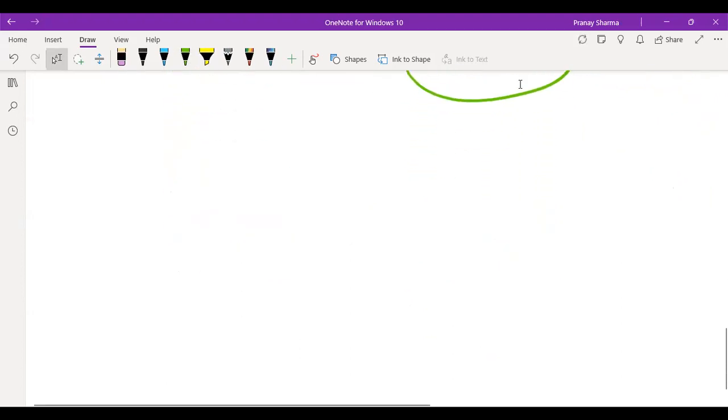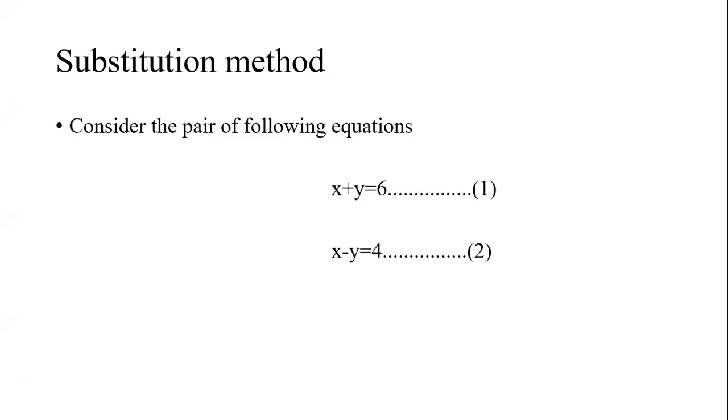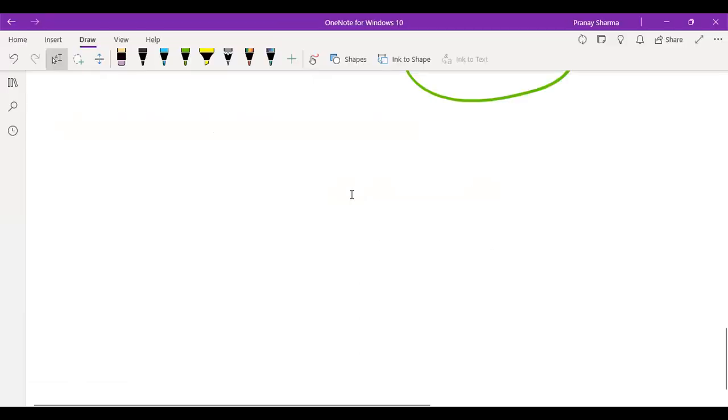So let us move back to our slides and see what we have. Solution part is done. Okay. Substitution method, which is the very first method, and it is a very basic method. x plus y equals 6 and x minus y equals 4 is given to us. We'll be solving it using the substitution method. So let us move back to our OneNote. x plus y.